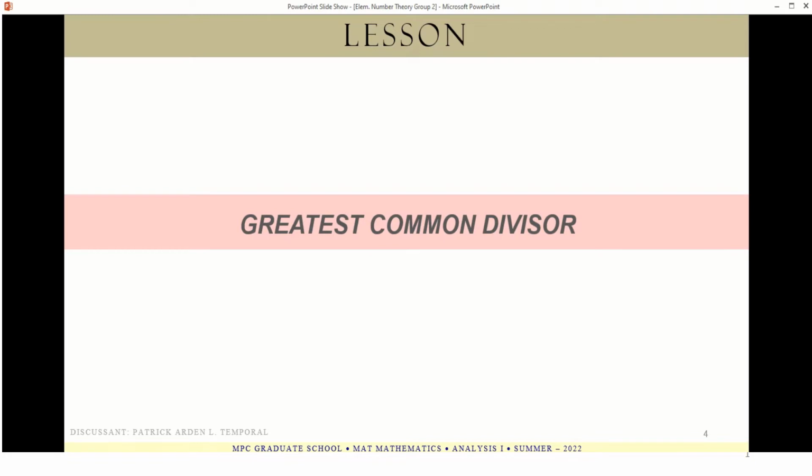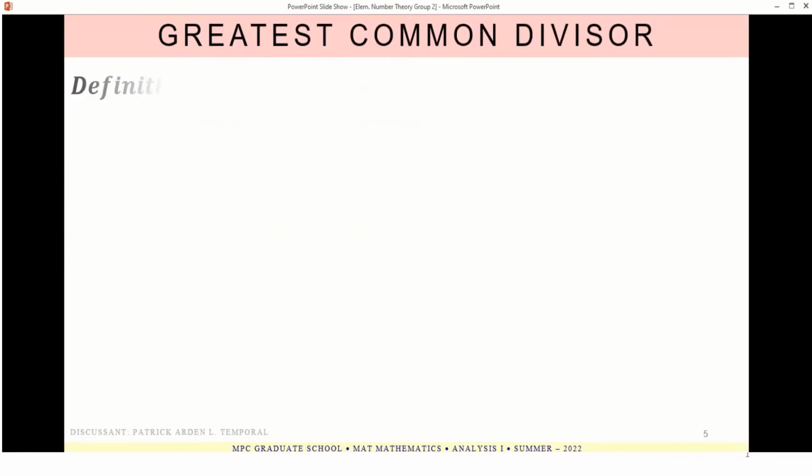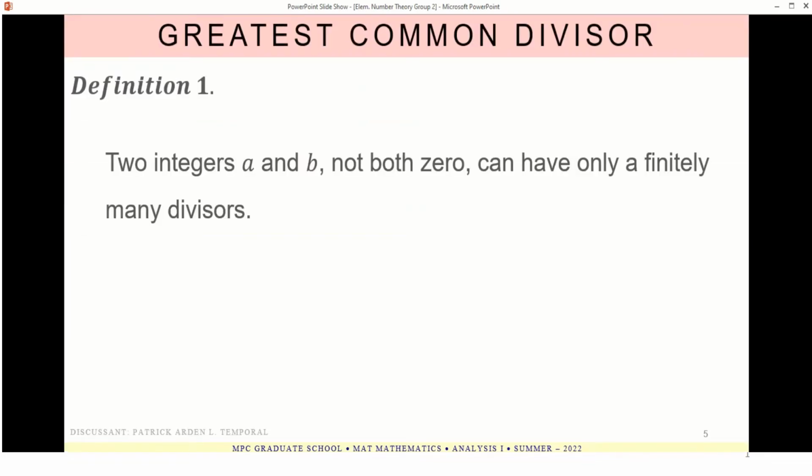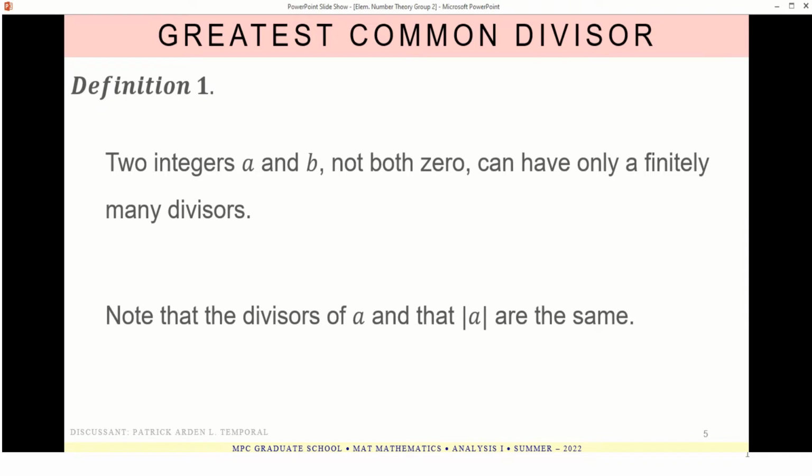I will discuss the greatest common divisor. In this section, we define the greatest common divisor, or the GCD, of two integers and its properties. Definition number 1: two integers a and b, not both 0, can have only finitely many divisors. Note that the divisors of a and the absolute value of a are the same.